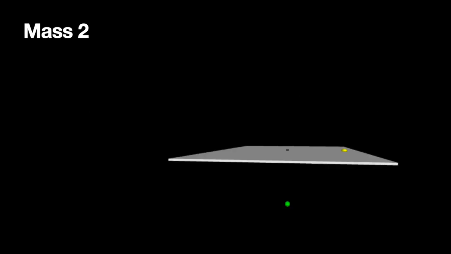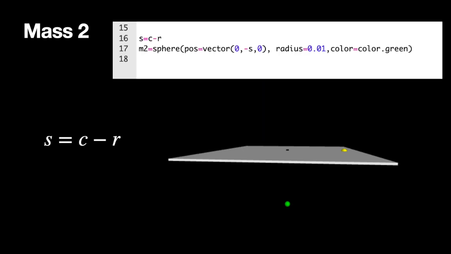Okay, here's mass 2. Nothing super crazy about that. I need to know the distance below the hole, which I defined as the value s. So I need to first calculate s. And then once I do that, I can plot this object. Again, the position is negative s in the y direction, and then it has a radius and it has a color. And this one's a color green.